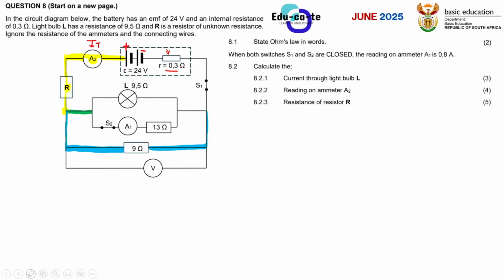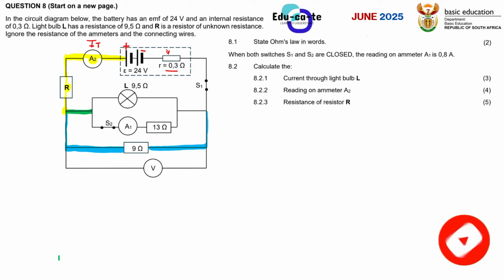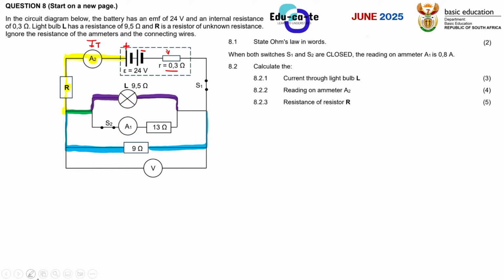Now look at this green current, because I didn't complete it. Some of the current has split, this green current, the one that I'm highlighting here, but this green current will split again for the second time. So it means some of it will split. Let's just use another combination of colors. Some of it will split and go to this light bulb L, which has a resistance of 9.5 ohms. So this is the purple current, and it will come here. And some of it will split, and let's just give it a maroon color.